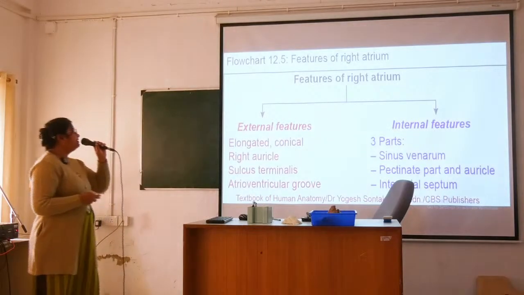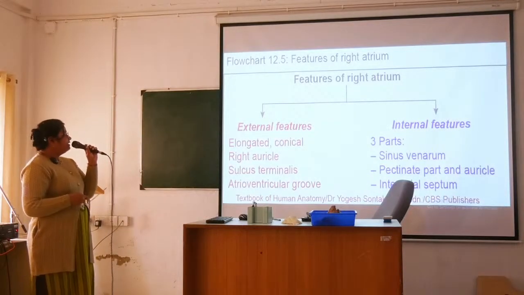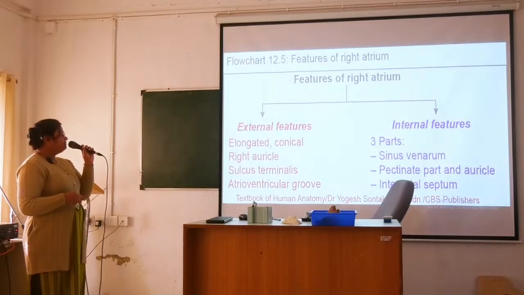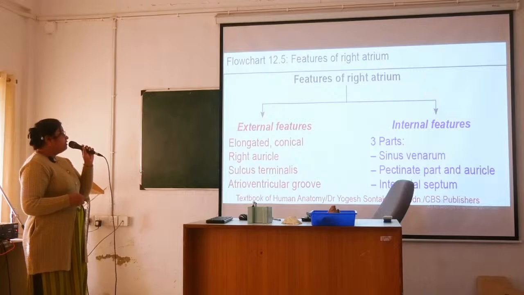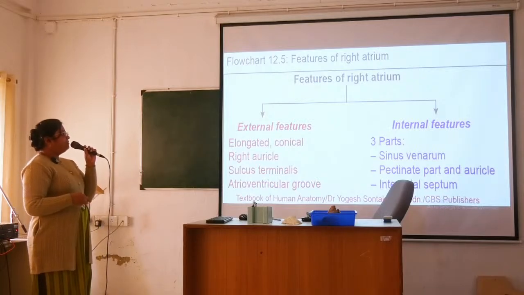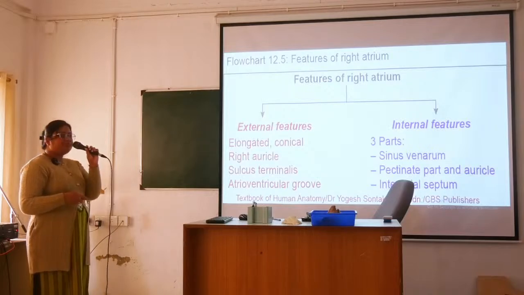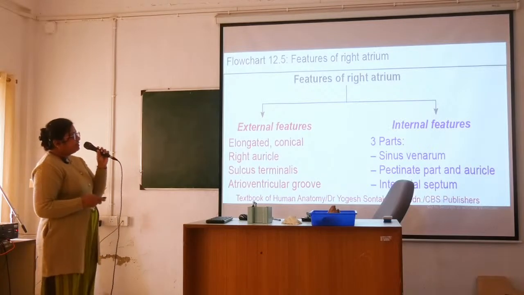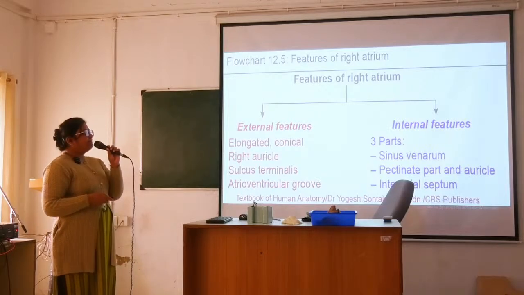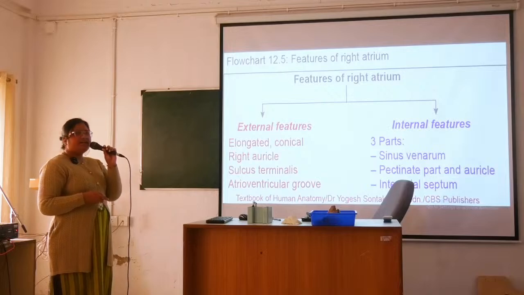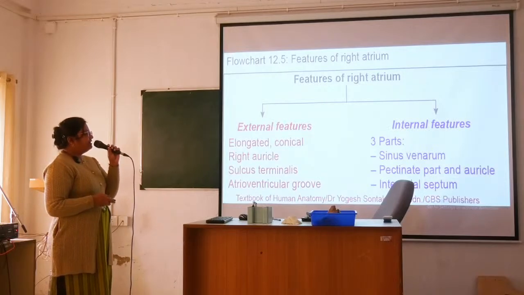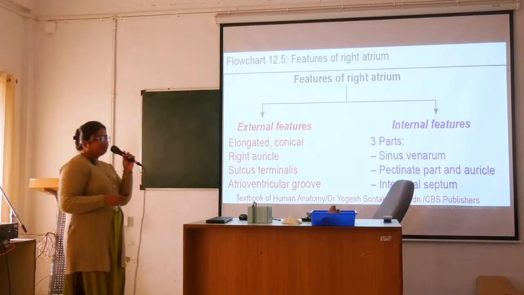Okay, so the right atrium is elongated, conical, and it has a projection that is known as the right auricle. On the outer surface there is the sulcus terminalis, which is a longitudinal groove, and there is also an atrioventricular groove separating the right atrium from the right ventricle. Interior features: it is divided into three parts: sinus venarum, pectinate part, and auricle. These are the rough part. The sinus venarum is the smooth part, and there is the interatrial septum.